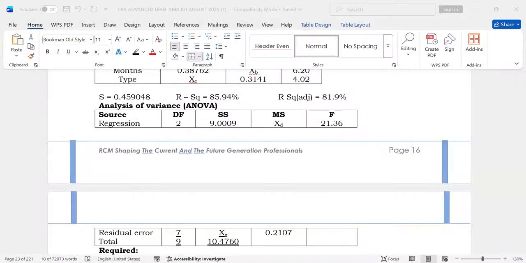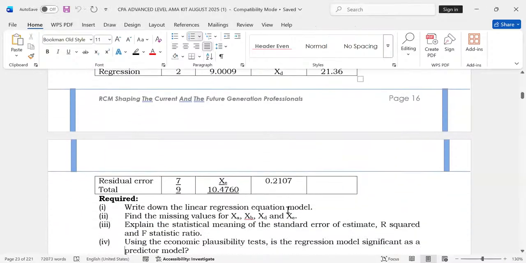So now, after getting those missing parts, is there anybody who is able to answer number one? Give us an answer to question number one. They want us to write down the linear regression equation. So please write it down. These guys have done it. I know I'm wasting your time, but we shall overcome. Let's just move a bit slow. We shall overcome.